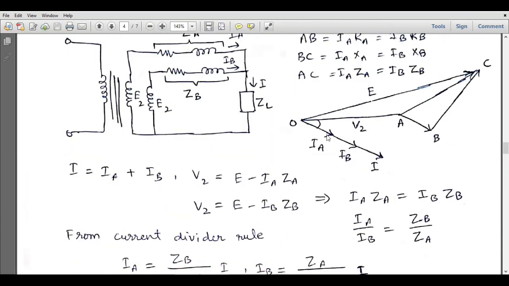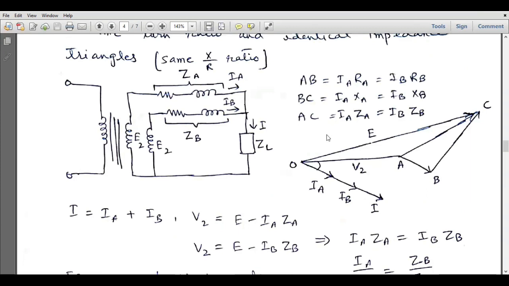So we can extend our discussion to the explanation of this phasor diagram. Now this is IA and this is IB. IA is smaller than IB. It means that ZA is greater than ZB. So the impedance of this transformer is greater than the impedance of transformer B, and similarly RA will be greater than RB, and XA will be greater than XB.